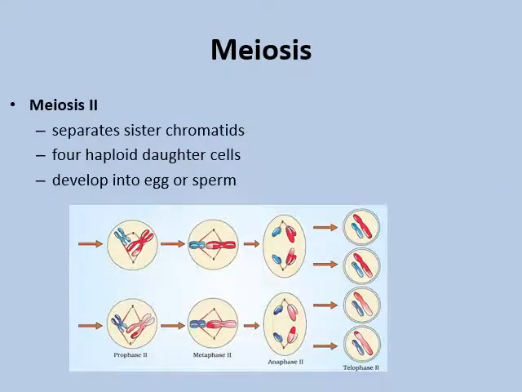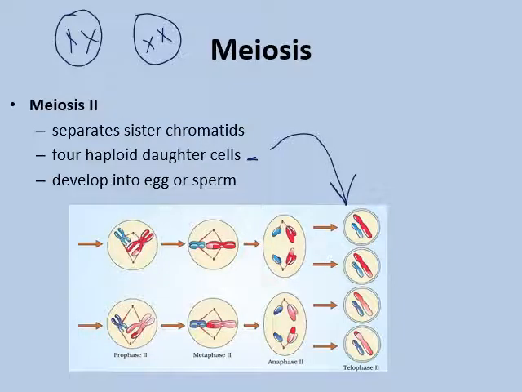So now we're entering into meiosis 2. So we're basically kind of doing the same thing again, but the ultimate goal here is to separate those sister chromatids that we ended up with. So in meiosis 1, we have the 2, right? And then we have the 2 sister chromatids in here. Okay. So now we are going to make that into 4 haploid daughter cells that are then going to develop into egg or sperm.